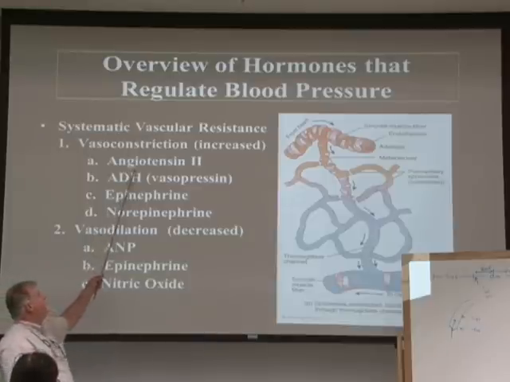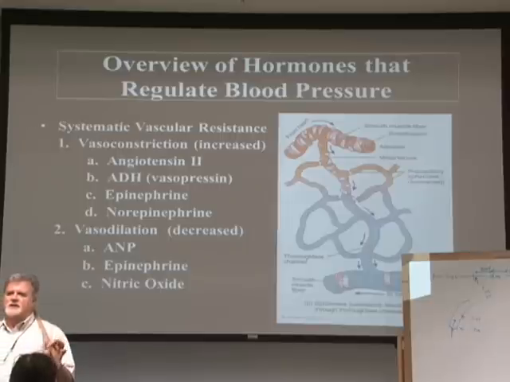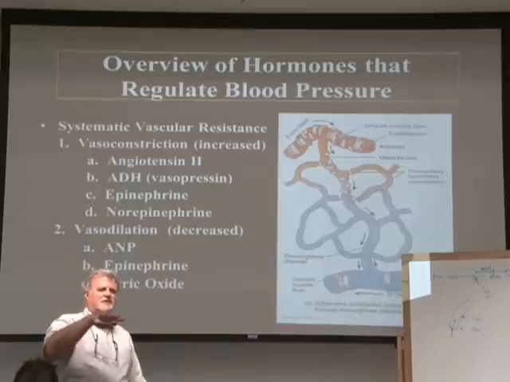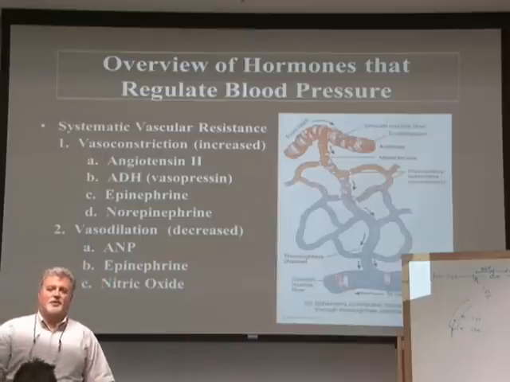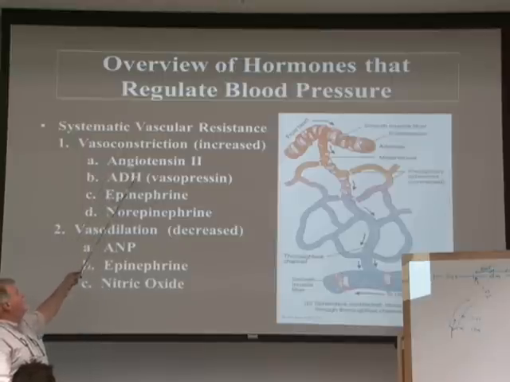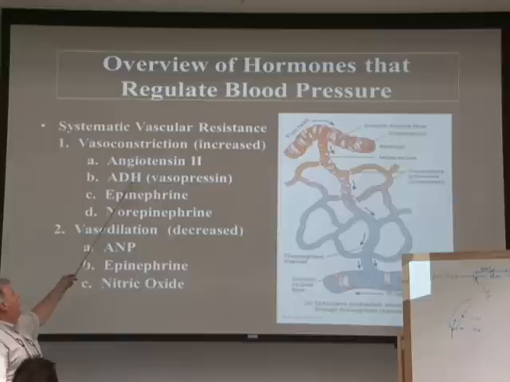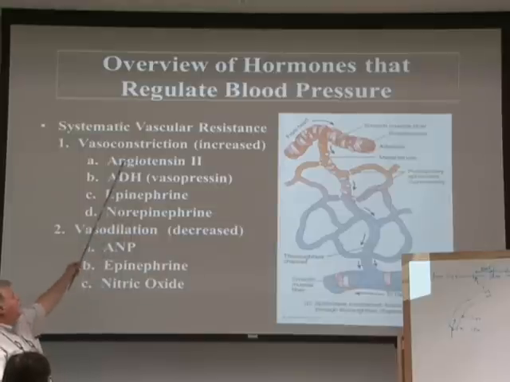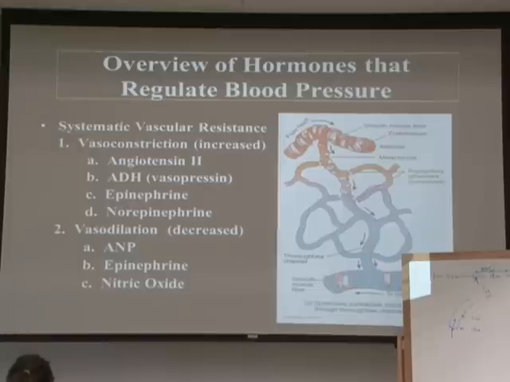So remember, angiotensin 2 is a vasoconstrictor. That's why lisinopril is an ACE inhibitor, because it inhibits the conversion of angiotensin 2 in your lungs. And we can drop blood pressure because we vasodilate. So what happens is, if you get an elevation of angiotensin 2, that causes vasoconstriction. Angiotensin 2 and ADH tend to cycle together. So ADH's old name was vasopressin, which told you it was a strong vasoconstrictor. And then epinephrine and norepinephrine are also vasoconstrictors. So these can all lead to an increase in vascular resistance because we've got an increase in vasoconstriction.